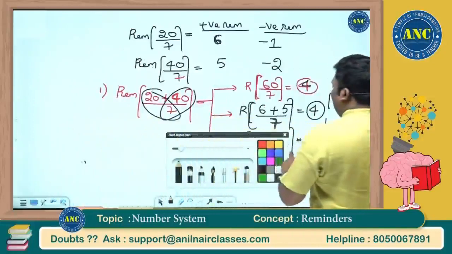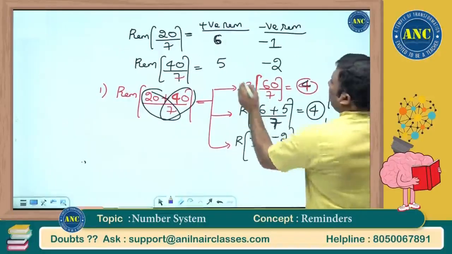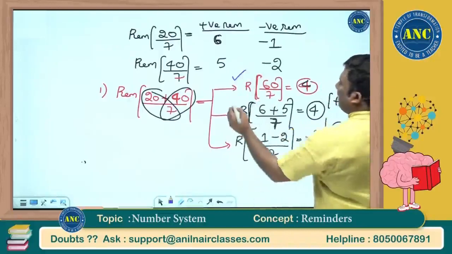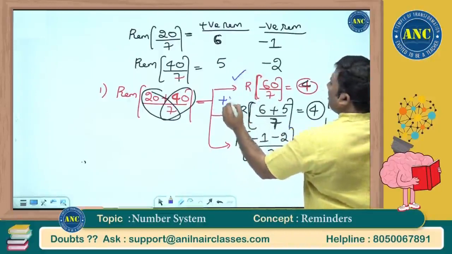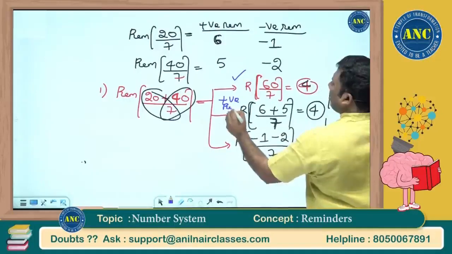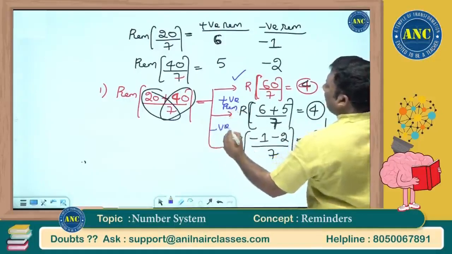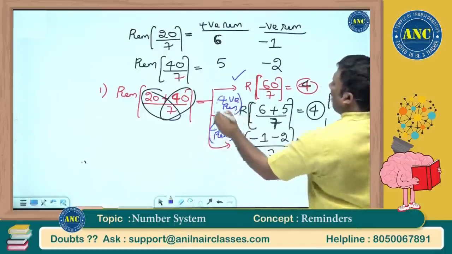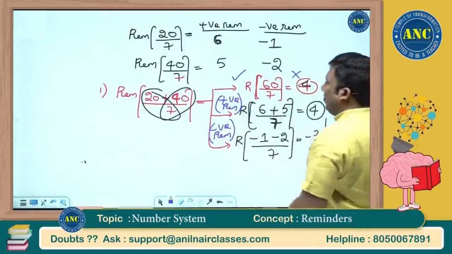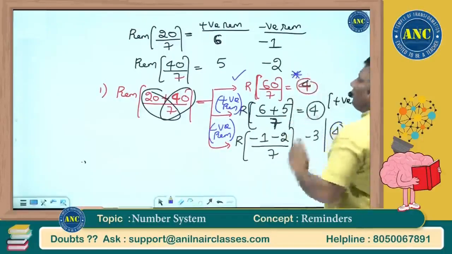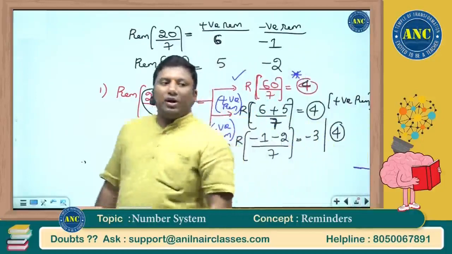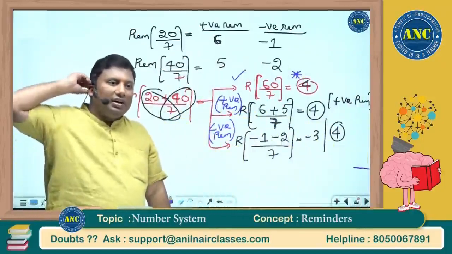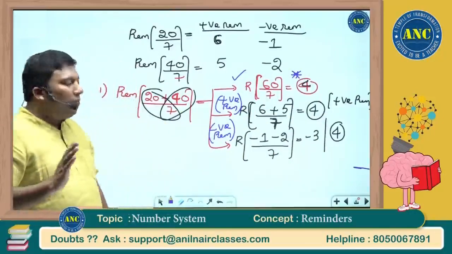So the important learning from this question is either you can use the complete value of the numerator and get the answer, or you can use positive remainder logic, or you can use negative remainder logic. In case it is 20 into 40, the calculations will become a little difficult. I hope it is clear.